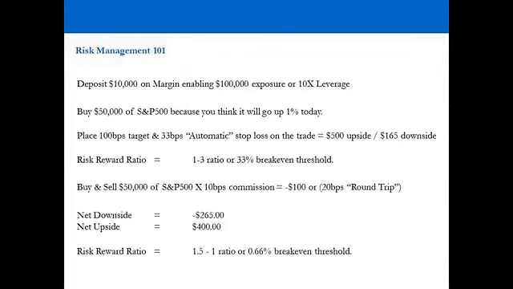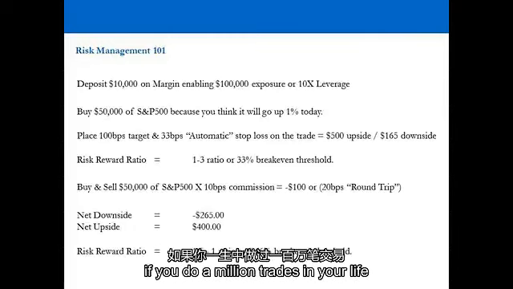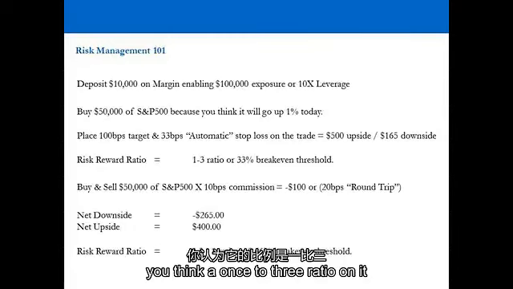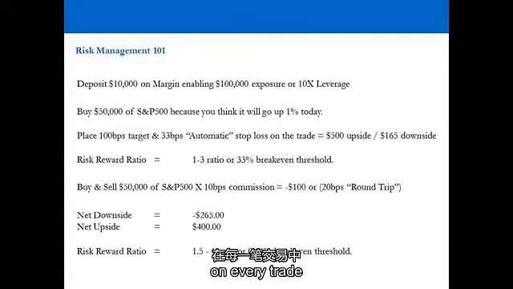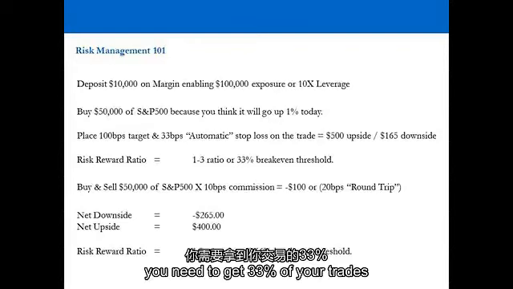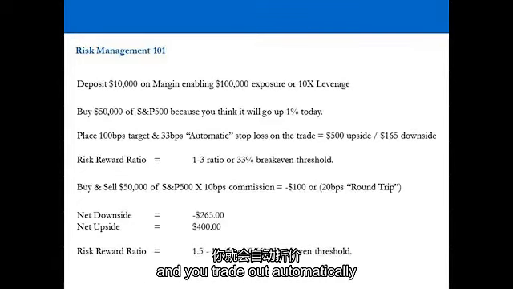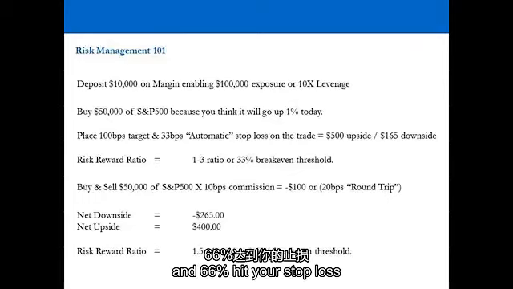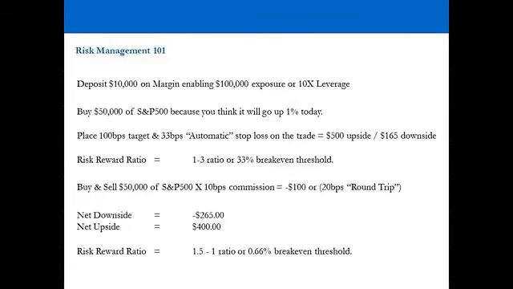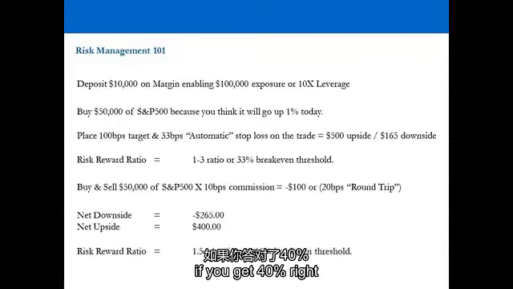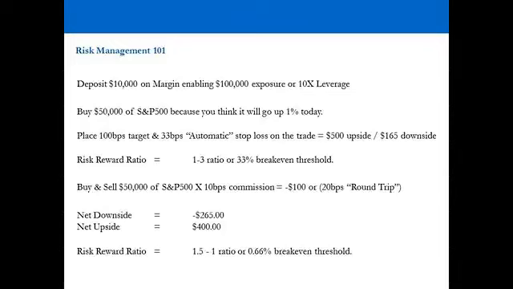But what does that actually mean? Well, if you do 1 million trades in your life, you stick a 1-to-3 ratio on it, on every trade, for you to break even, you need to get 33% of your trades right. So 33% hit your target and you trade out automatically, and 66% hit your stop loss, you break even. So if you get 40% right, you're obviously making money.